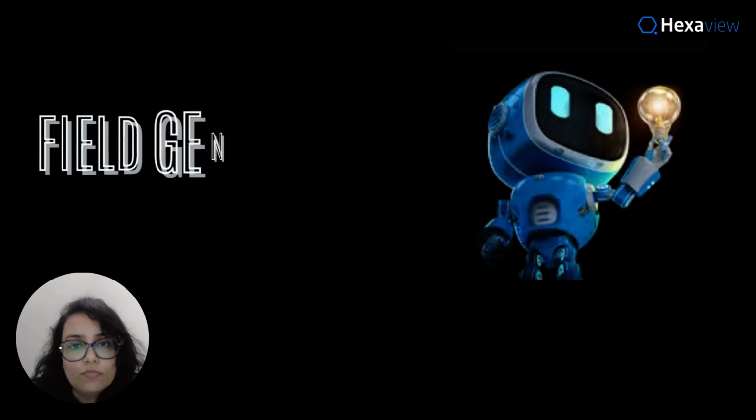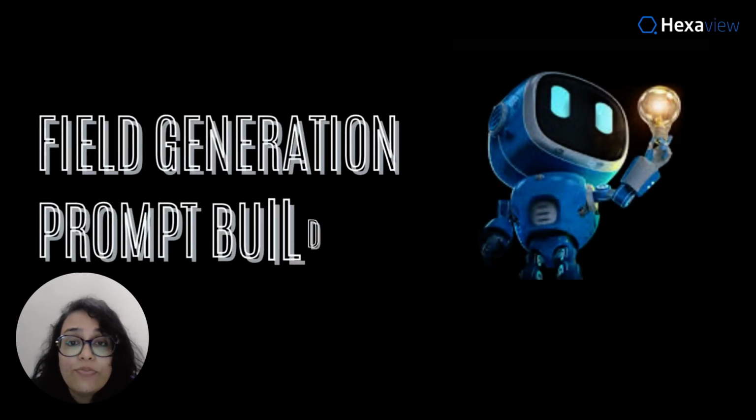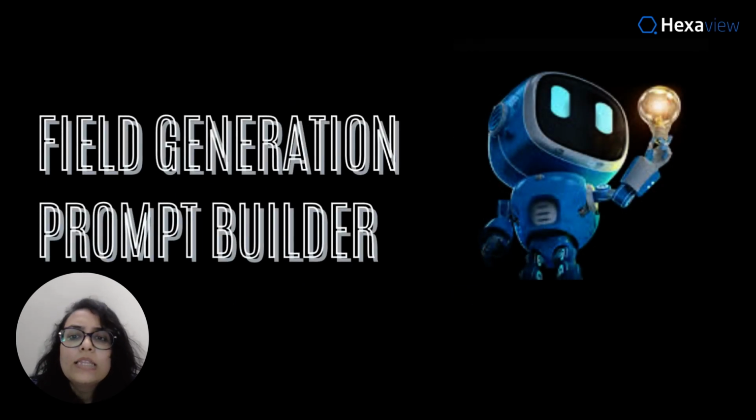Building on what we just saw, let's take a closer look at the field generation prompt template. This feature leverages generative AI to automatically fill in specific fields on a record using contextual data from that record and its related objects. It's a game changer for automatic data entry, generating summaries and creating content right within your Lightning record pages. No more manual updates, just smart AI-powered efficiency.